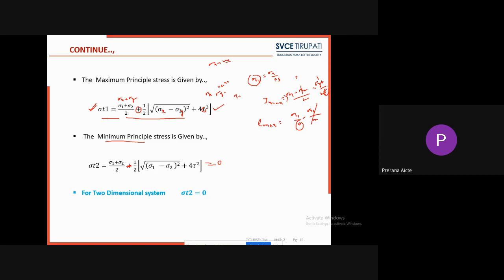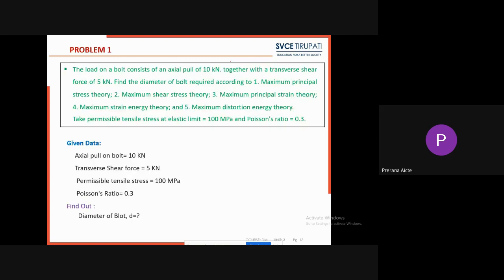Each and every year in the GATE examination, they will definitely ask one problem on theories of failures. Clear? Theories of failures. The problems are like this.